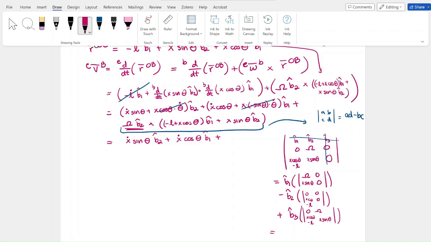So we apply that here, so we have b1 hat times sigma times 0 minus 0 times x sine theta, minus b2 hat, which is 0 times 0 minus 0 times all that jazz, which is equal to 0. And then we have plus b3 hat, which is 0 times x sine theta minus x cosine theta minus L times sigma, omega. Yeah, omega, okay.